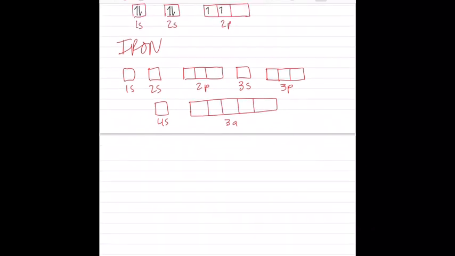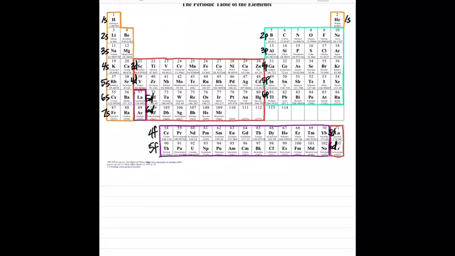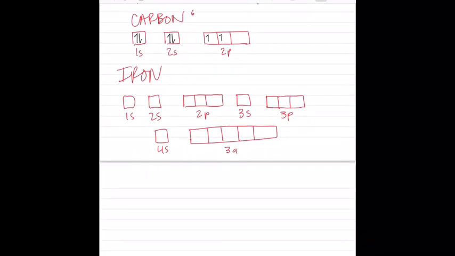Okay, so now iron, going back up to the periodic table, here is iron right here. It has 26, so we're looking for 26 arrows. All right, so I'm going to go 1, 2. Okay, did an up and a down, fill the lowest energy first. Okay, 3, 4. Okay, did an up and a down, filled the next lowest energy first. Okay, so that's 4 so far.